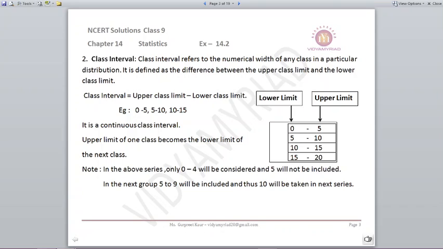Another important thing is that suppose your class interval is not continuous. There is a way of making it continuous. When we do the questions, you will understand it in a better way. What we usually do is subtract 0.5 from the lower limit and add 0.5 to the upper limit to make it continuous. When we do the questions, you will understand it better.